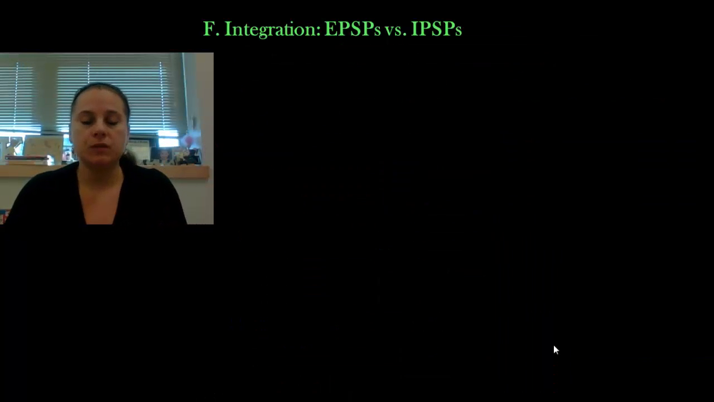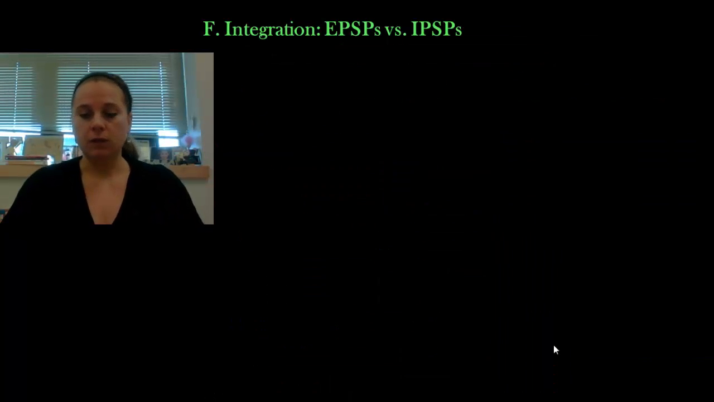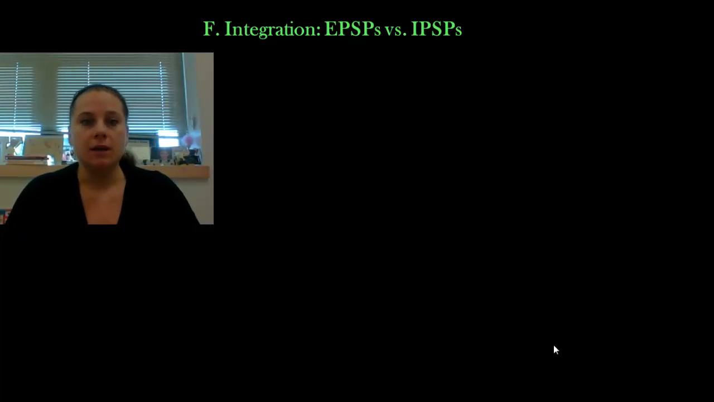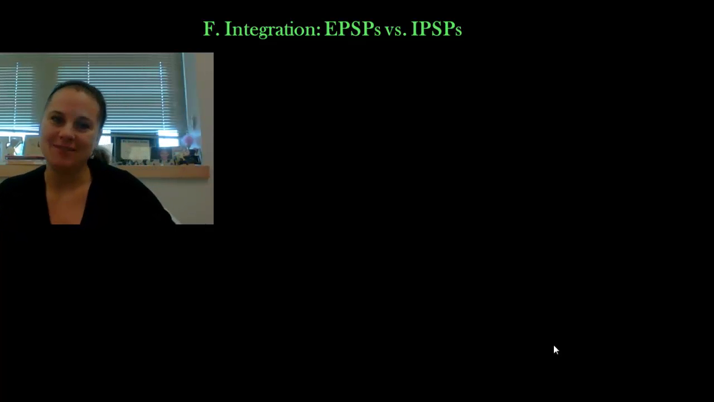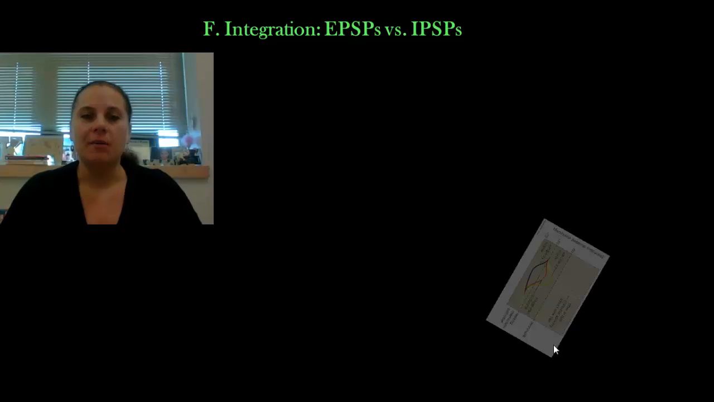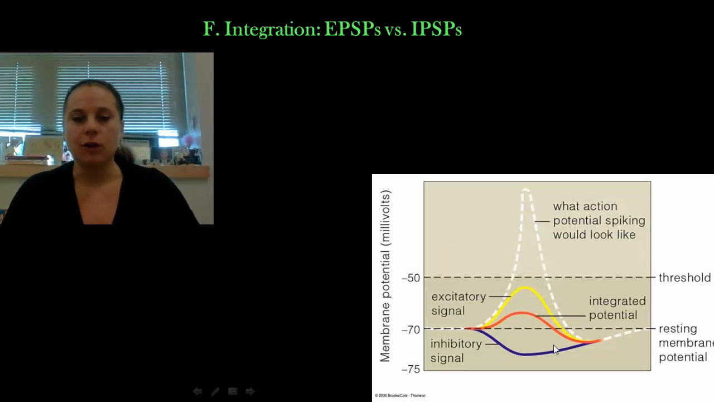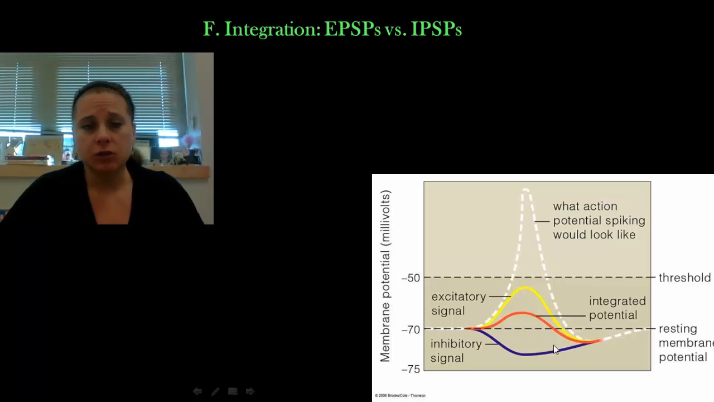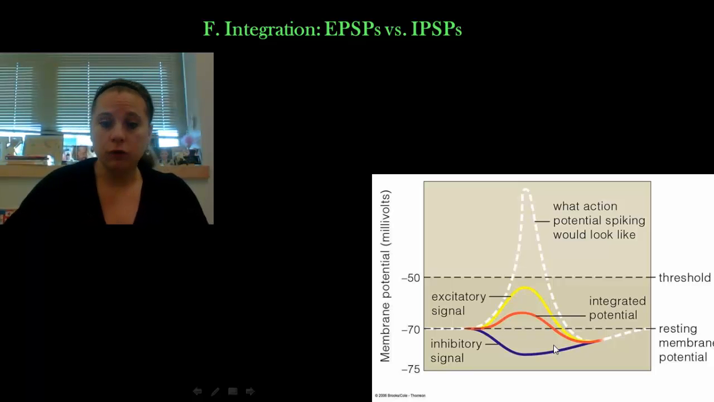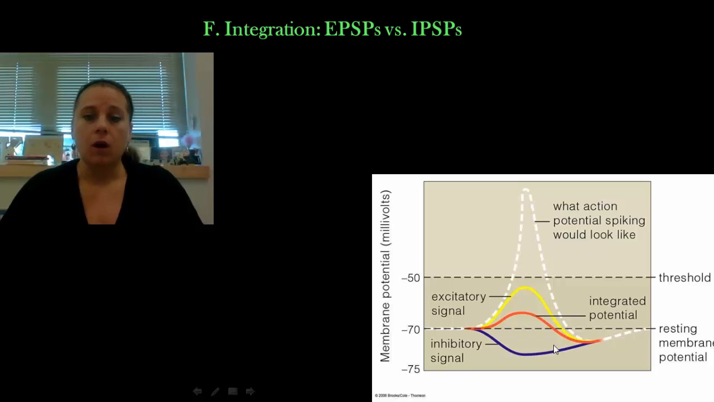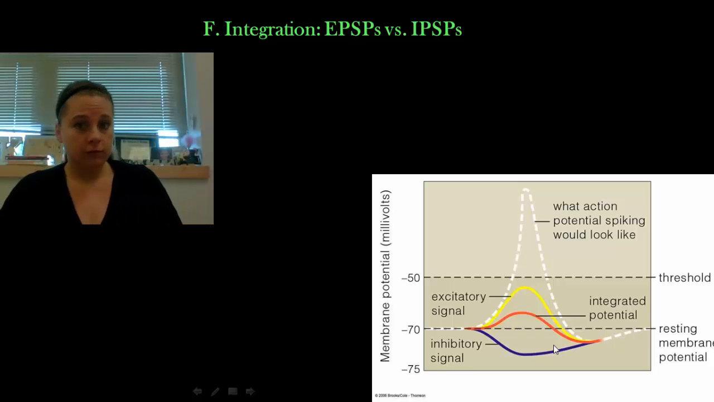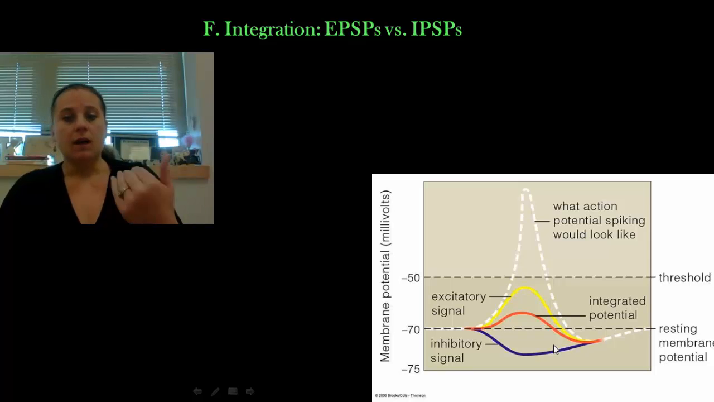All right. So integration, how we actually move the signal along. An EPSP versus an IPSP. So lots of acronyms here for you. So here's what we have. An action potential, we know, would look like this spike. We've learned about it. We know what it looks like. So you're going to have certain types of signals that are going to drive closer to the threshold to elicit the action potential. You're going to have inhibitory signals that take it away.